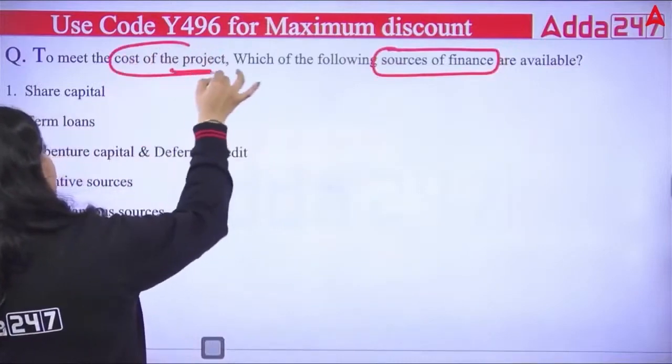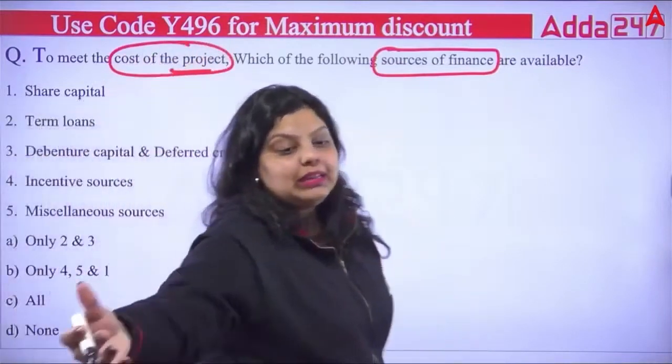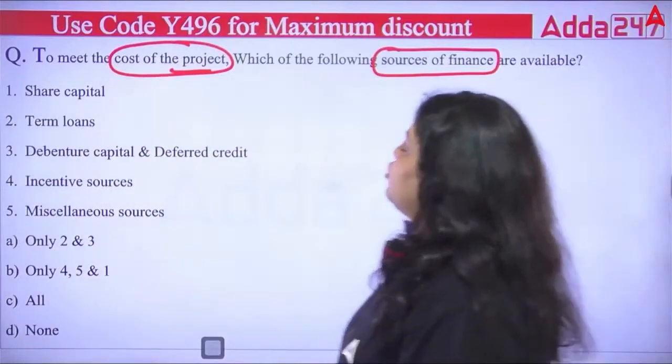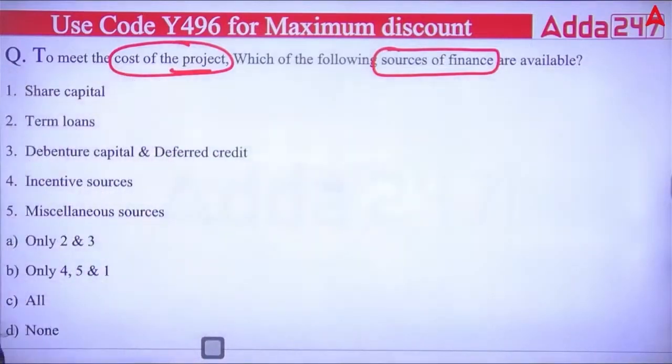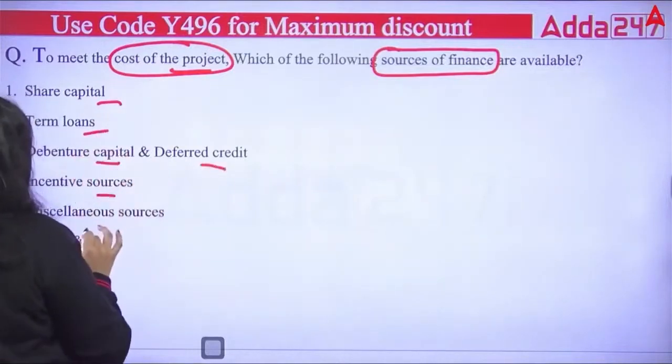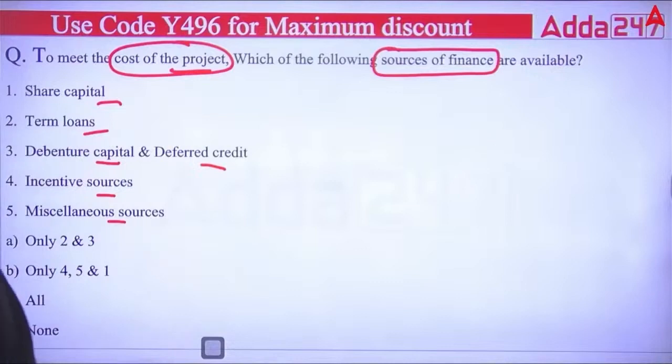So, whatever the costing of your project is, cost means the money you have to spend in the particular product process, so that you will be able to earn a return on that. So, to meet the cost of the project, the sources of finance available are: share capital, term loan, debenture capital, deferred credit, incentive source, miscellaneous source. Which of the following is correct? A, B, C or D? And the right answer for this particular question will be C, all are the part.